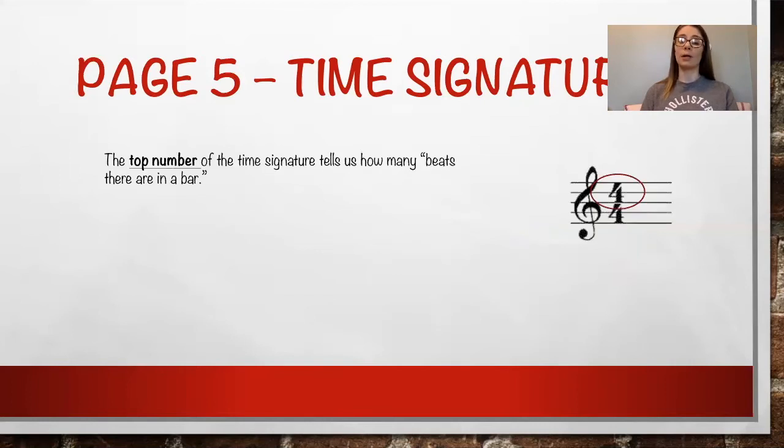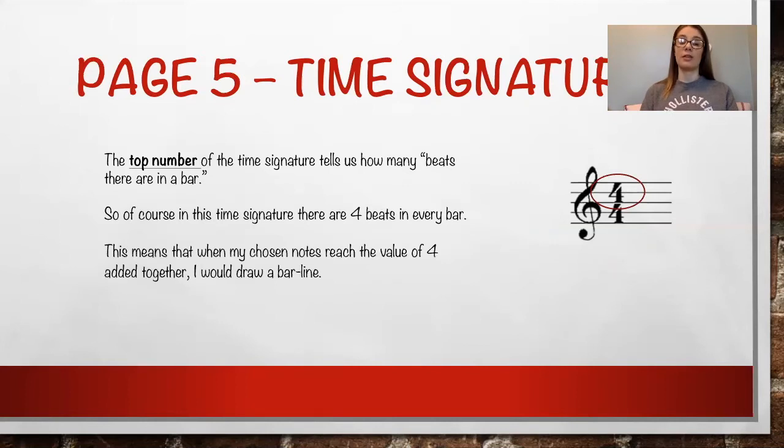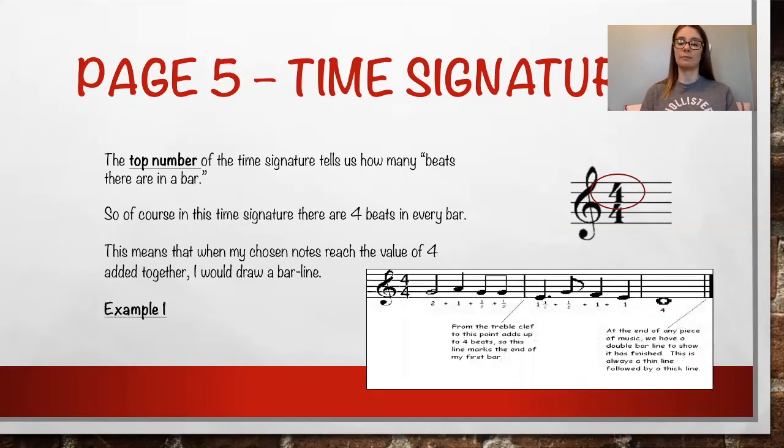The top number of the time signature tells us how many beats there are in a bar. So of course, in this time signature, there are 4 beats in every bar. This means that when my chosen notes reach the value of 4 when added together, I would draw a bar line. Let's look at example number 1.